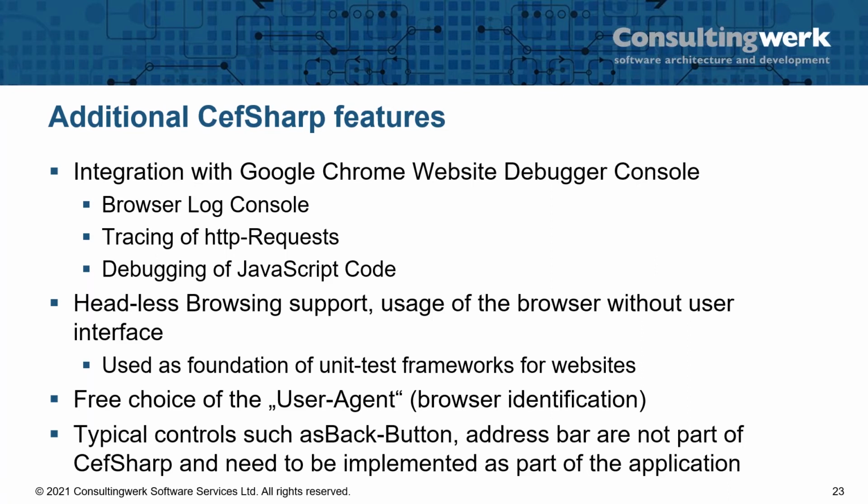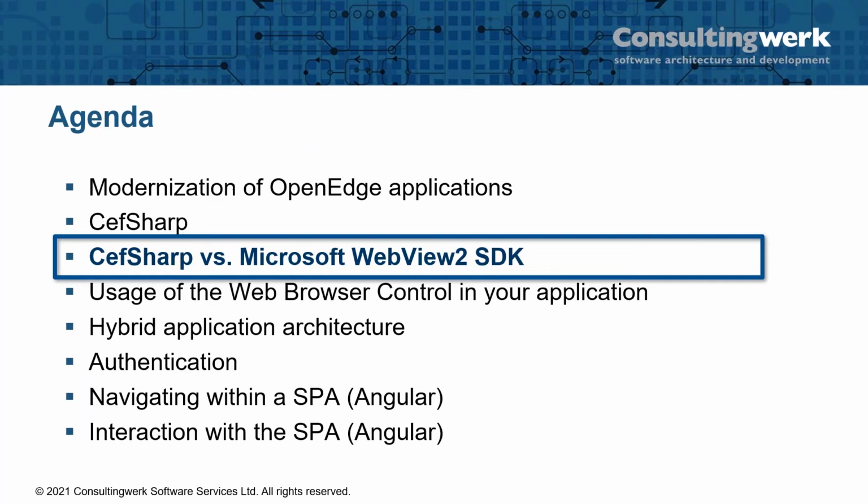We can freely set the user agent. So actually, our application could identify either as Google Chrome or as our own string, and that could be used either for browser-based statistics, or the server could distinguish the output it sends to the browser based on whether it's CefSharp embedded in our ERP system or whether it's just Google Chrome. What is not part of the control are things such as a back button or the address bar. So that's something that you typically implement in the application if you need it.